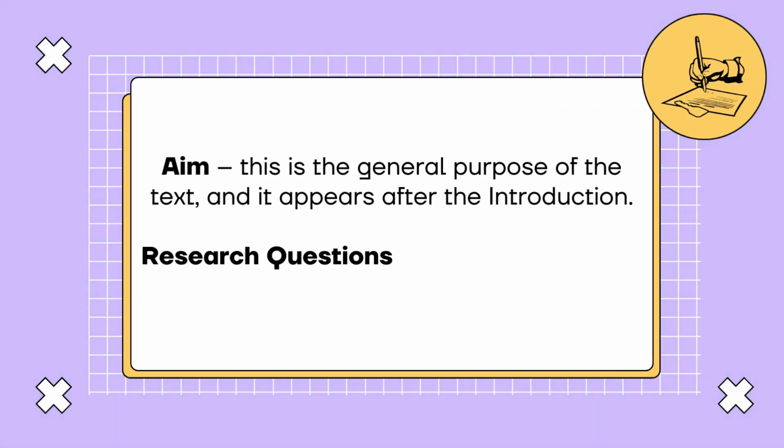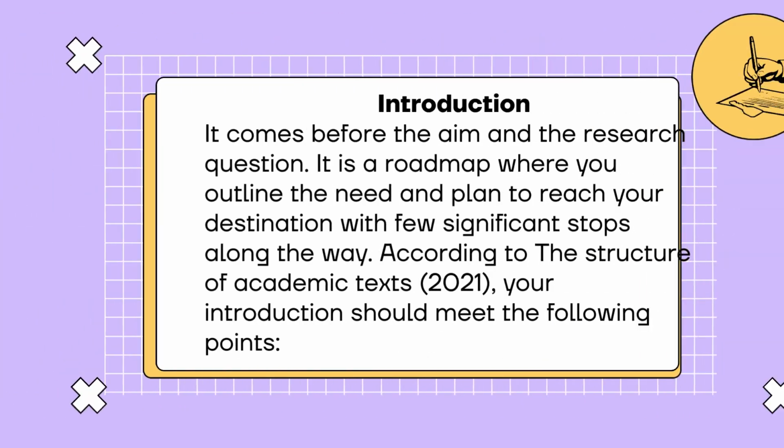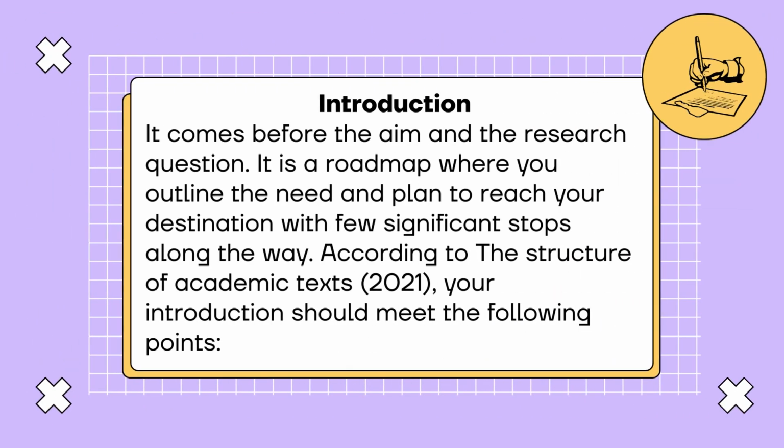Aim. This is the general purpose of the text and it appears after the introduction. Research questions. Introduction. It comes before the aim and the research question. It is a roadmap where you outline the need and plan to reach your destination with few significant stops along the way. According to the structure of Academic Text 2021, your introduction should meet the following points.